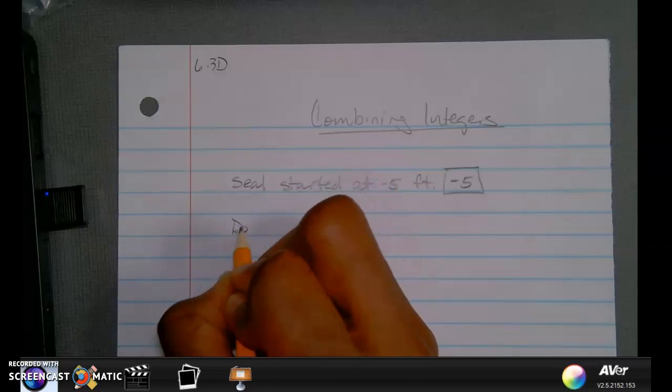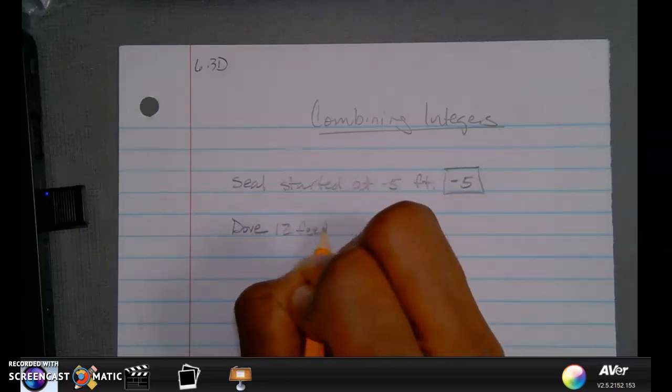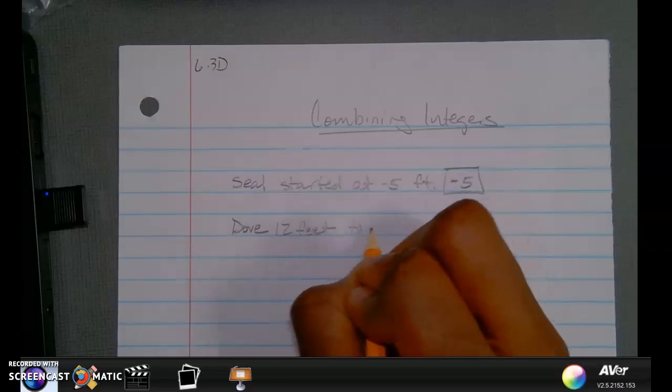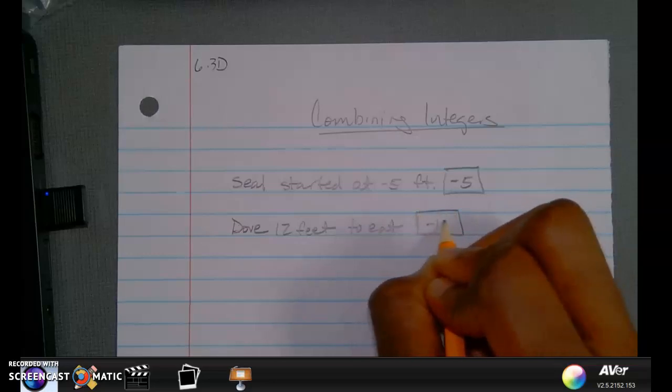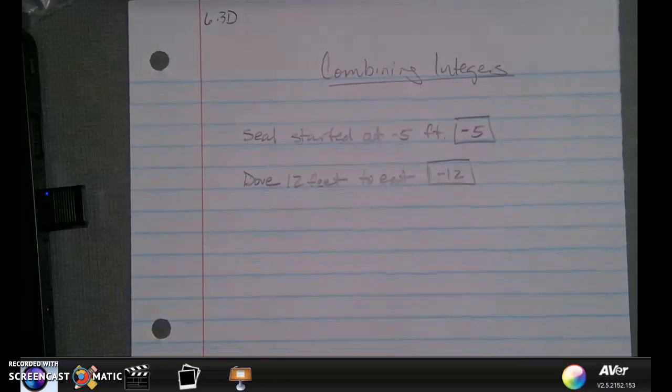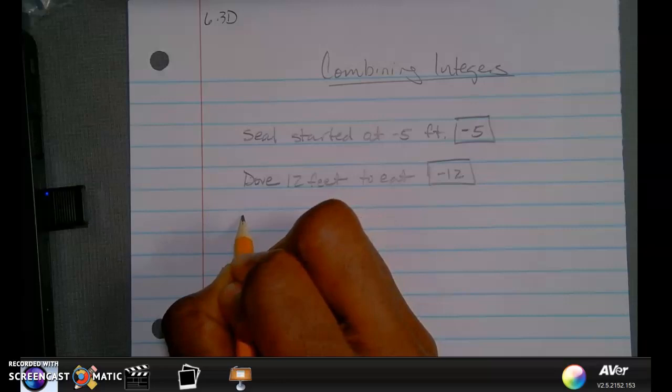Now, that seal then dove 12 feet deeper to eat. We're going to represent that as negative 12. Now notice I'm putting boxes around these numbers. That's typically the method that we like to teach our students, in that there's a box method. You're going to put the integer plus the sign right in front of it together so you know exactly what you're doing when you're combining.